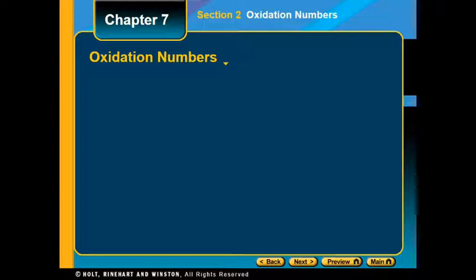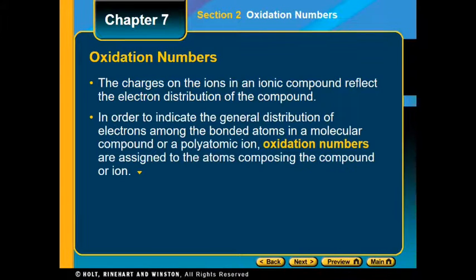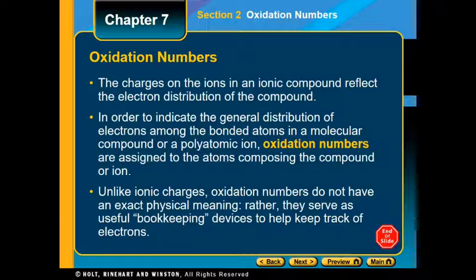So here we are with Chapter 7, Section 2, talking about oxidation numbers. We're going to cover the definition real quick, and then we're going to look at the 8 rules for assigning oxidation numbers. And these oxidation numbers, once you learn how to go about assigning them, will come up later on in some future chapters.